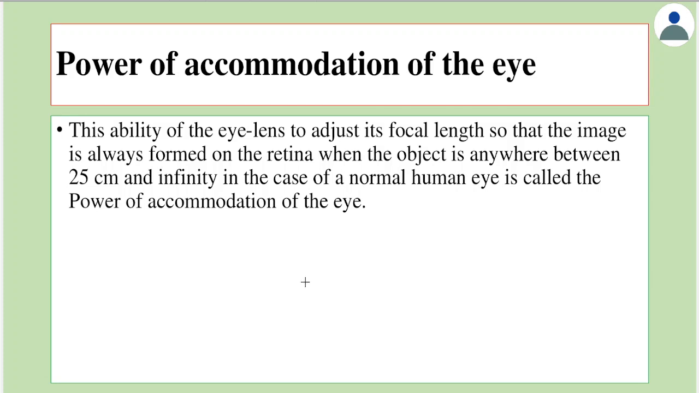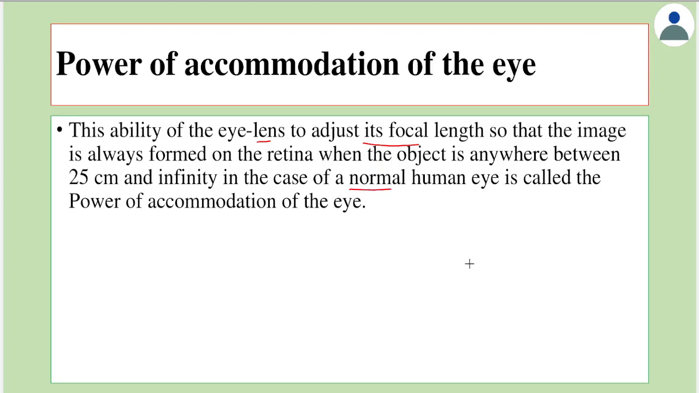The next topic is called power of accommodation of the eye. It basically means that it is the ability of the lens to adjust its focal length so that the image is always formed on the retina. The object can be anywhere between 25 centimeters and infinity in the case of a normal human eye.